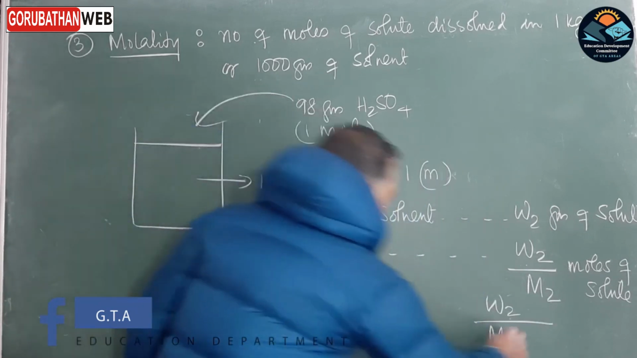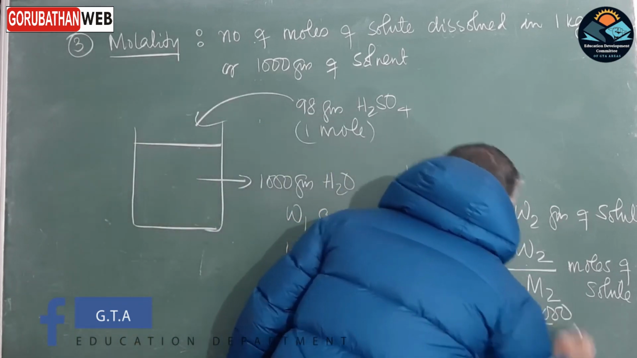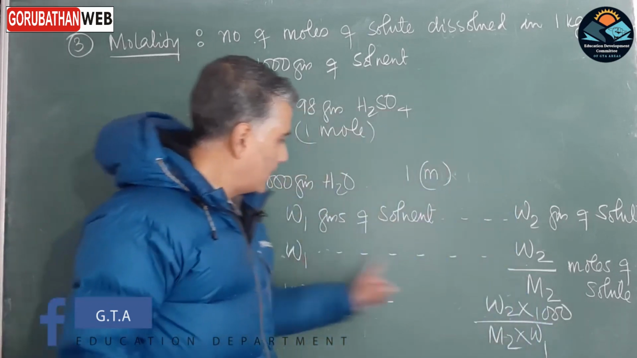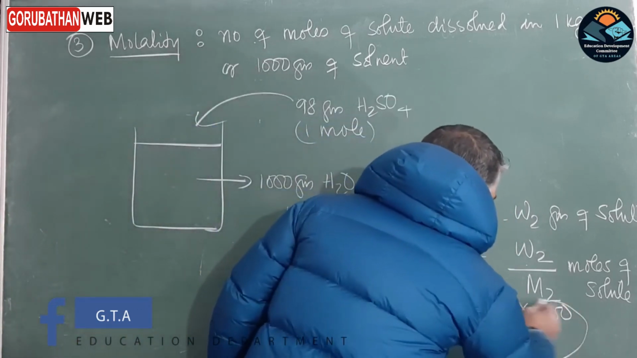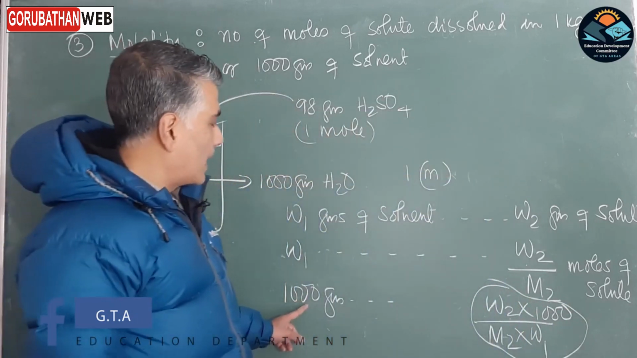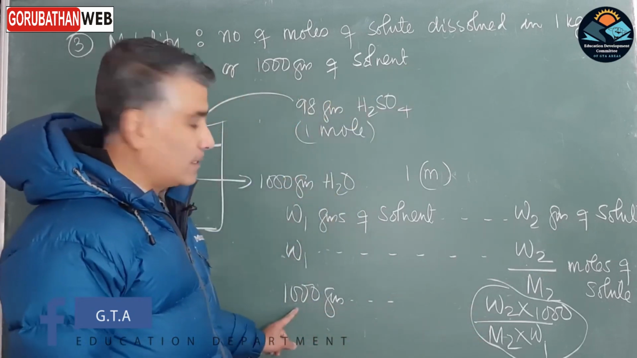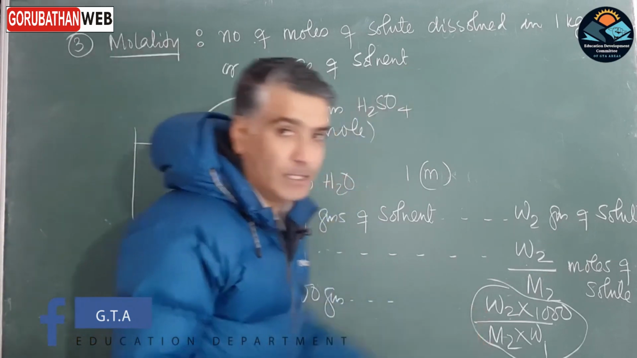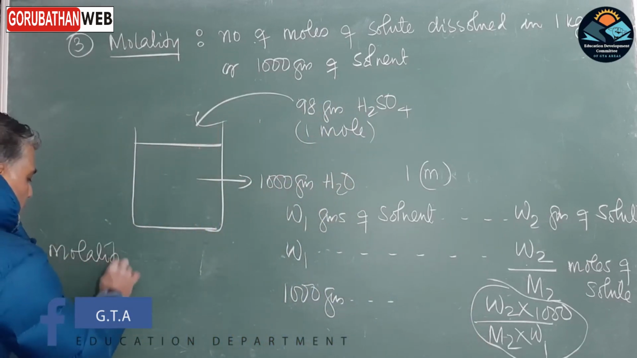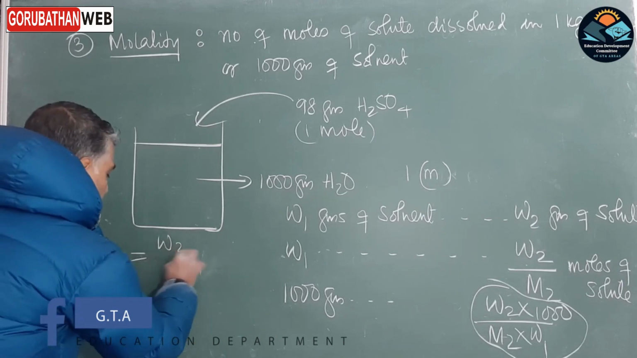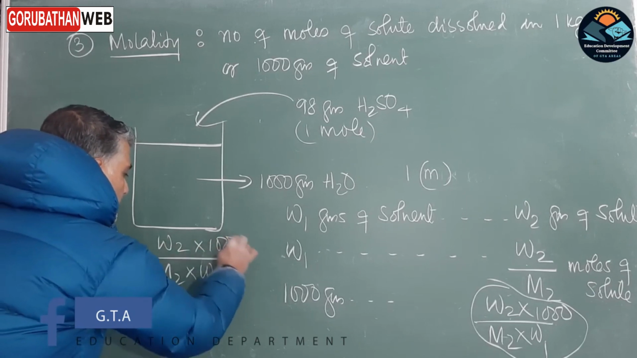I take this W1 to the other side and divide, and then 1000 goes and multiplies, isn't it? That's how the unitary method is carried out. W1 divides there, 1000 multiplies. So I have the number of moles of solute that is dissolved in 1000 grams of solvent, and number of moles of solute dissolved in 1000 grams of solvent is molality. So that's the molality. Okay, so what's the formula of molality now? Molality is going to be W2 by M2 divided by W1 and multiplied by 1000.